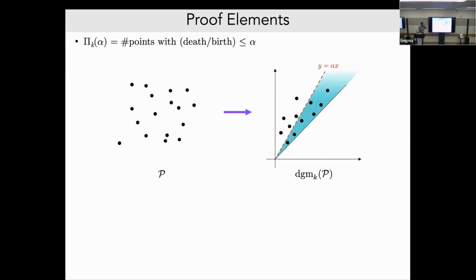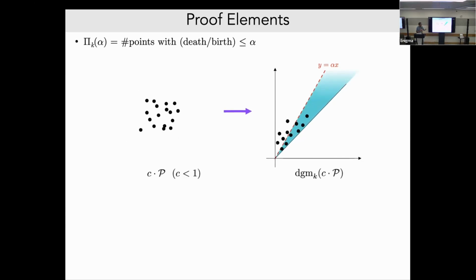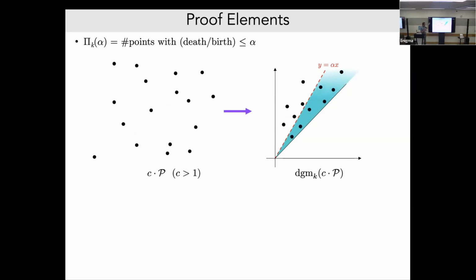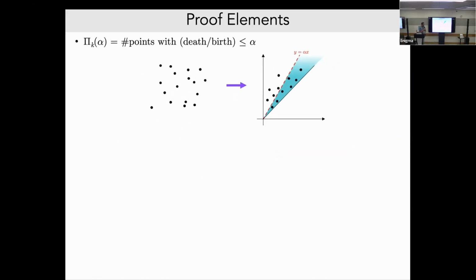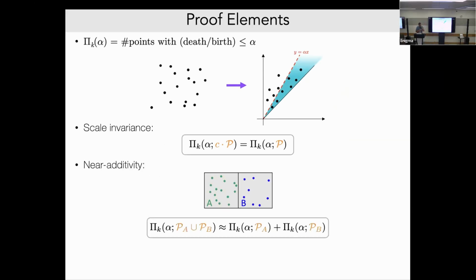But the point is that if we fix alpha, and now we scale the point cloud, so we shrink it here, everything will shrink accordingly, but the number of points that we count doesn't change. And the same if we expand the point cloud, everything expands accordingly, but if we just look at this cone, nothing moves in or out. And that's the first observation that enables the proof, which is that this functional, if we count how many points with a bounded ratio, is scale invariant. It doesn't care about the scaling of the points. And this is a geometric topological statement.